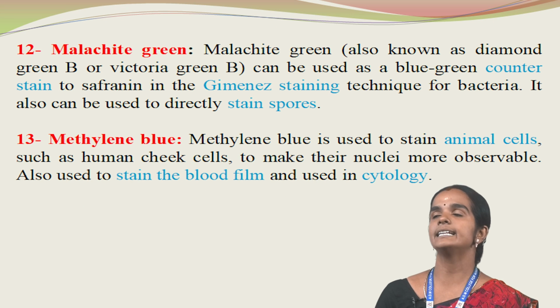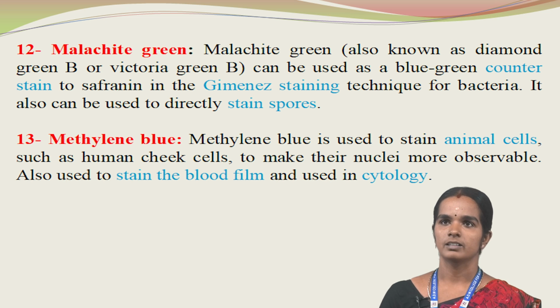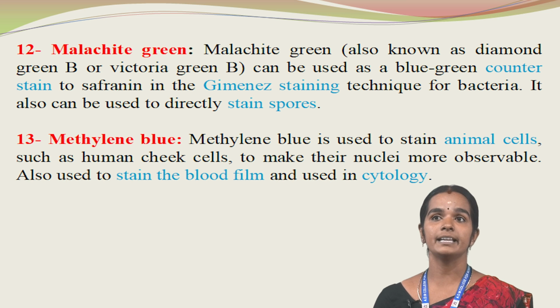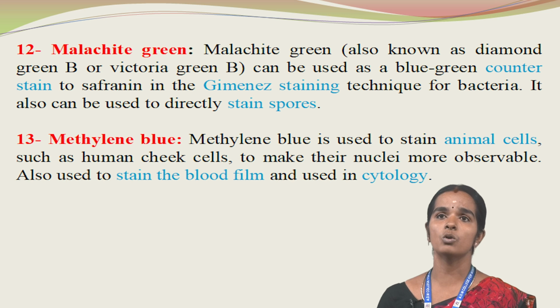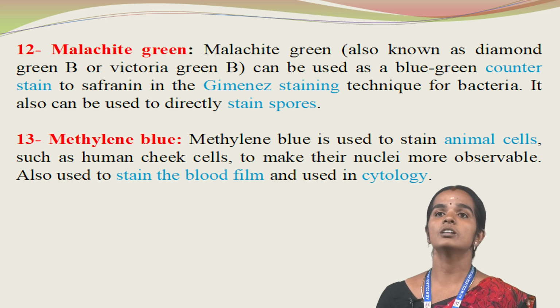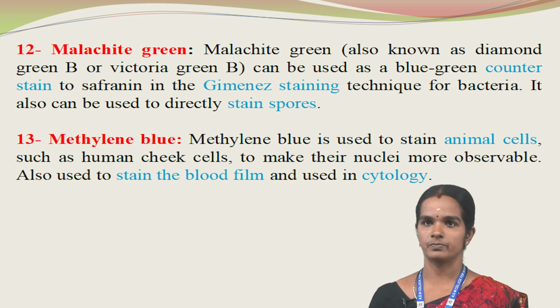This is the twelfth type of stain technique, malachite green. Malachite green, also known as diamond green B or Victoria green B, can be used as a blue-green counterstain to safranin in staining techniques for bacteria. It can also be used to directly stain spores.